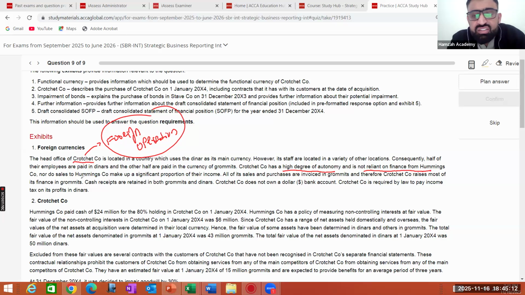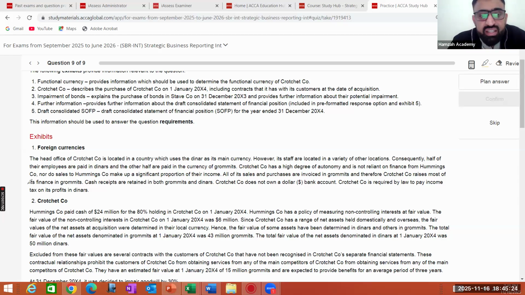So, considering all these things, it is quite clear that the C company is not an extension of the Hamming company. That is an autonomous company. So in that case, the functional currency of the Hamming cannot be the functional currency of the foreign operation, the C company. Now, after the evaluation of this point, we need to determine: if the dollar is not the functional currency of the C company, then what is the functional currency?